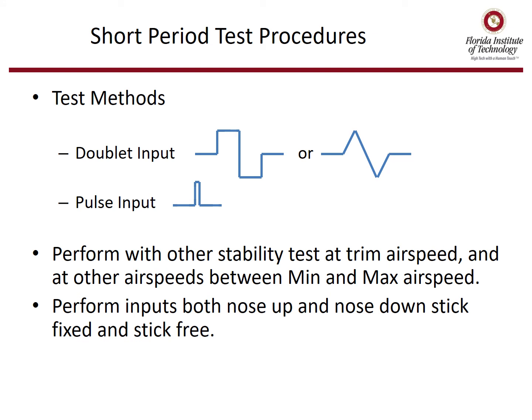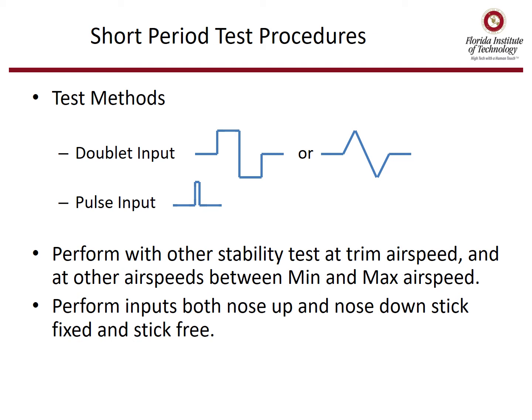So how do we excite the short period mode in flight test? Our input is going to be a doublet. And the doublet can be a square wave or a triangle wave as shown in the diagram. We'll trim the aircraft and then we'll move the control rapidly forward, rapidly back, and back to neutral, and either hold the stick or then release the stick and get the free response.